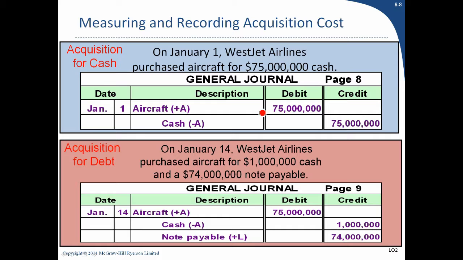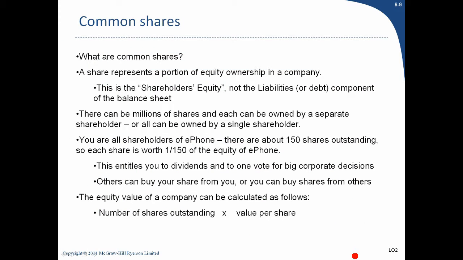So this is really nothing new here. WestJet buys an aircraft. Either they pay cash or they pay with a note payable, right? Common shares, I hope I don't need to re-explain this to you guys, but if you were to think of the purpose of common shares, it's ultimately we're giving away ownership in the company, potential control in the company, future economic benefits in exchange for cash today, right?